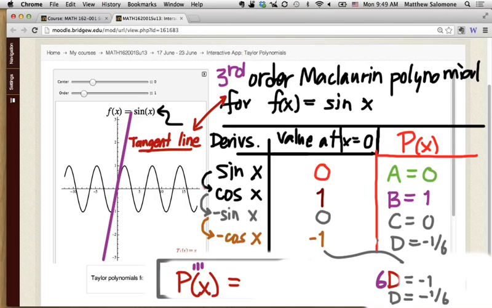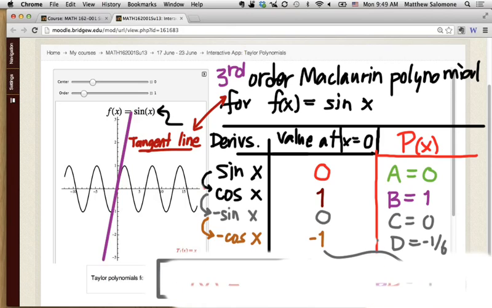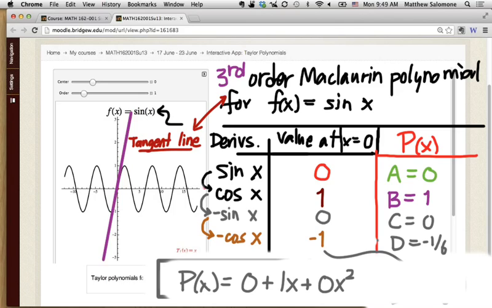So now retracing our steps. Now that we have the values for all of these coefficients, we can backtrack and write down our third order Maclaurin polynomial. P of x is equal to 0 plus 1 times x plus 0 times x squared plus negative 1/6 x cubed. And that would be our third order approximation.